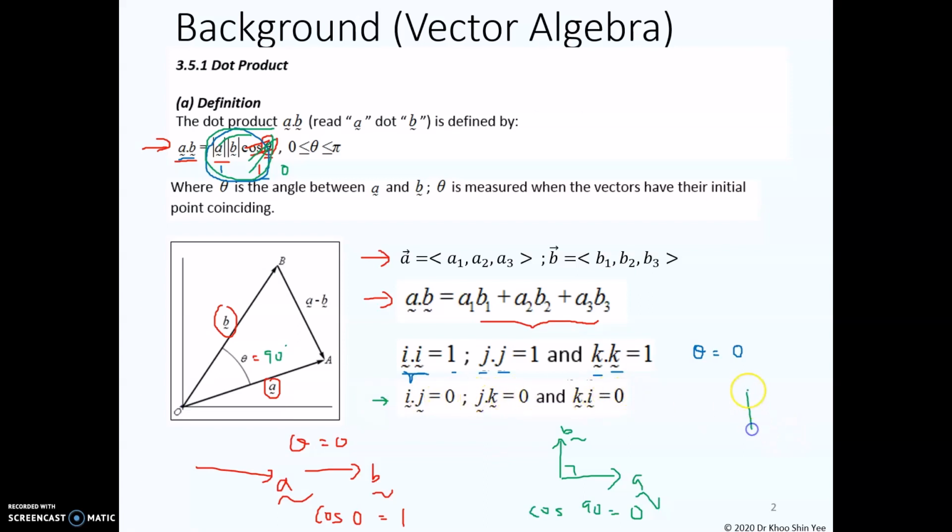This is because i, j, k are 90 degrees different to each other. Therefore, when you take cos 90, you obtain 0 on the right side.